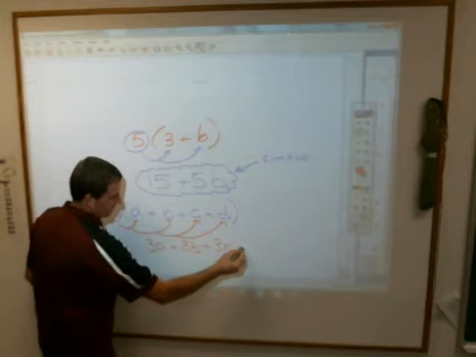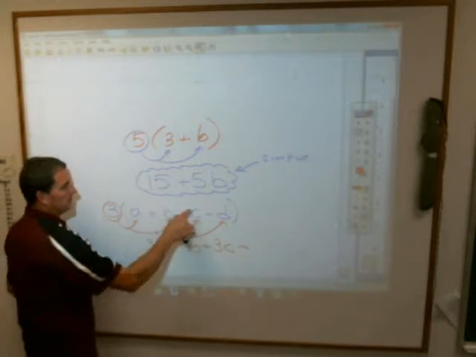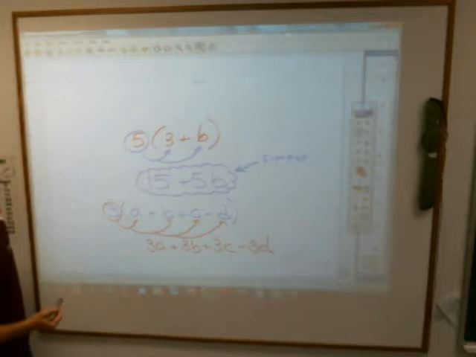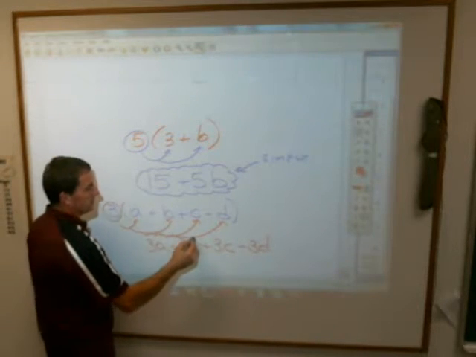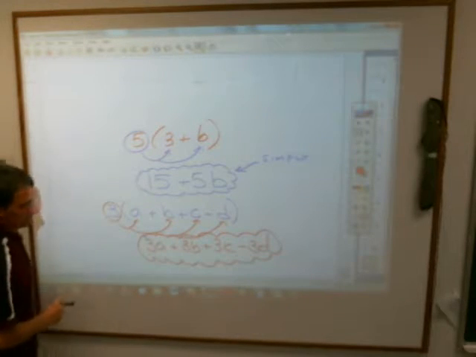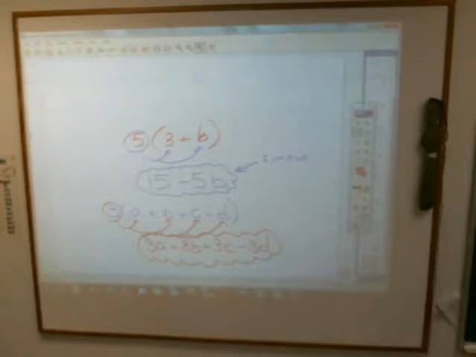This is a minus, beware of that, it needs to be a minus there. 3 times D is 3D. 3D, how about that? And this is all that you can do with it. It's an expression, it doesn't give you a straight up answer to anything, it just is simplified, it's easy to understand.